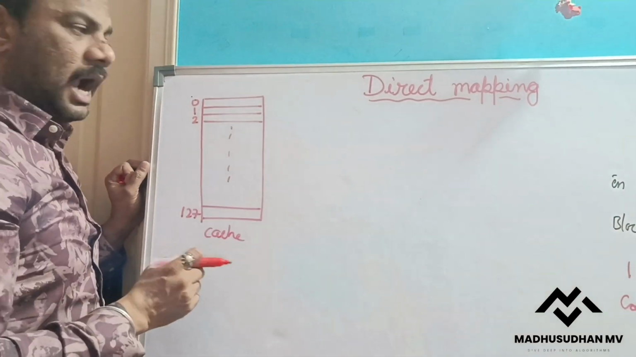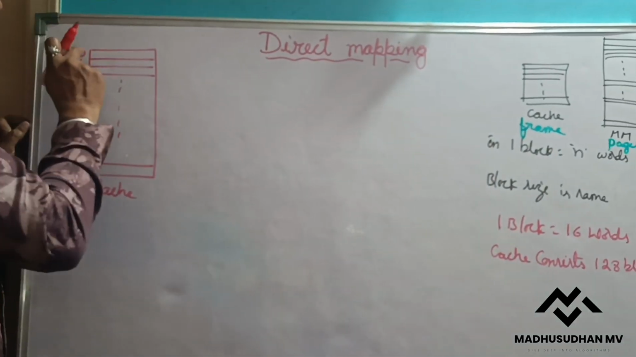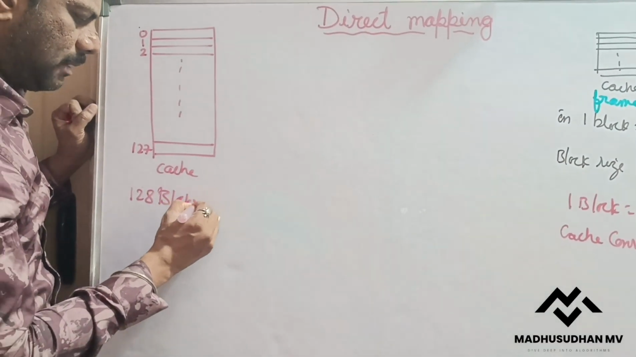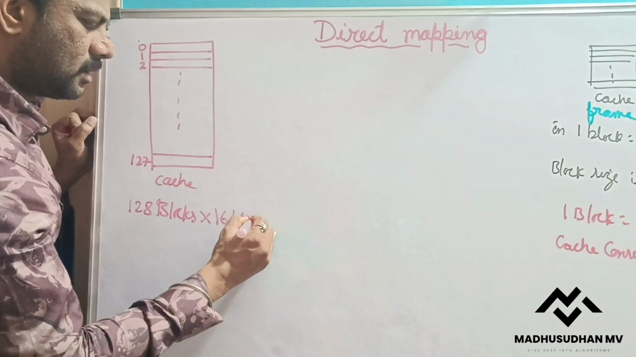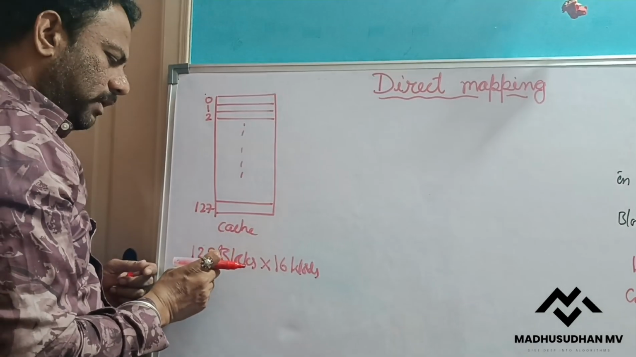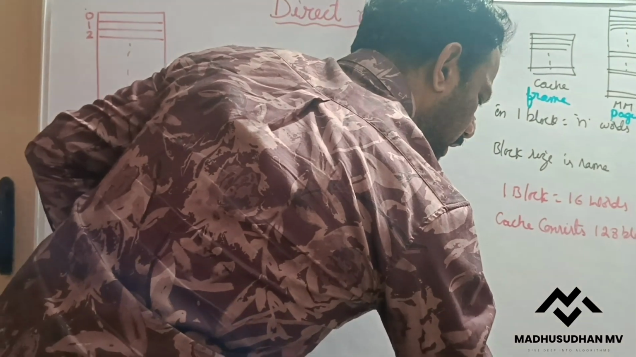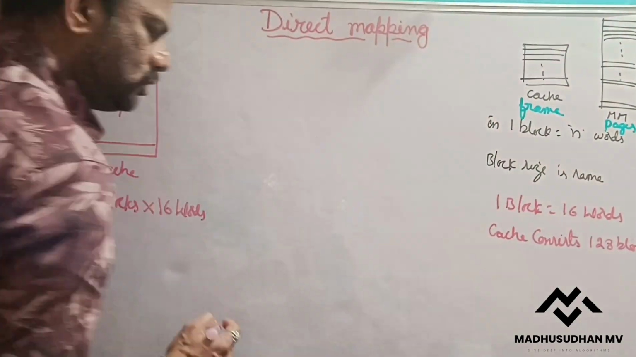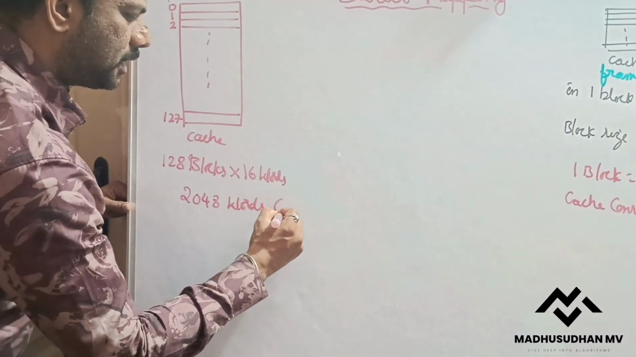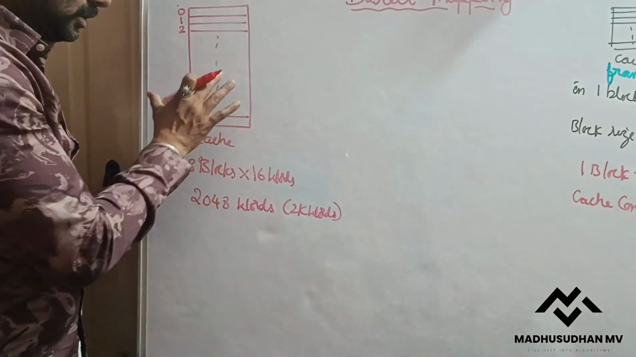This is my cache, and in one block I'm having 16 words. Each block has 16 words, so 128 blocks into 16 words. For example, 10 blocks with 16 words each gives 160. Similarly, 128 into 16 gives 2048. So that means 2048 words totally. I will call this 2K words.